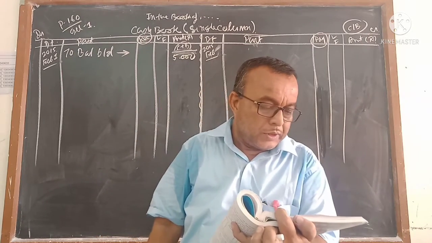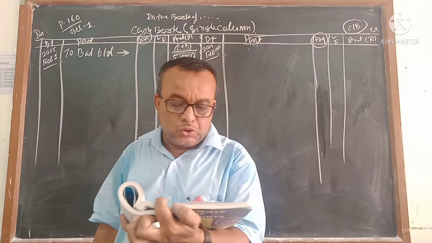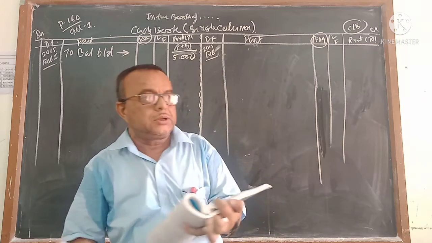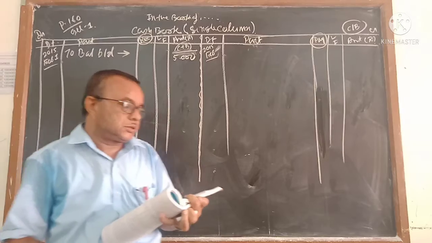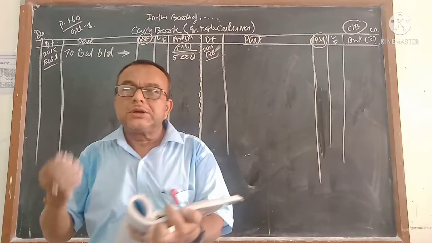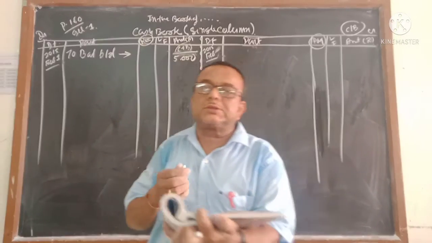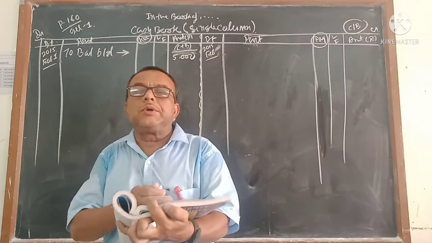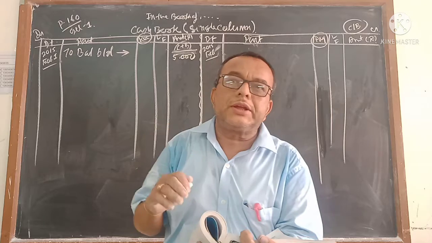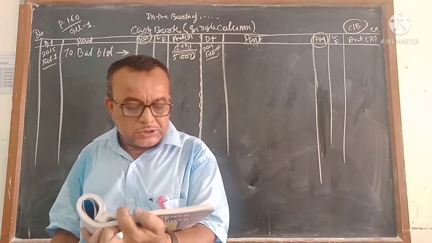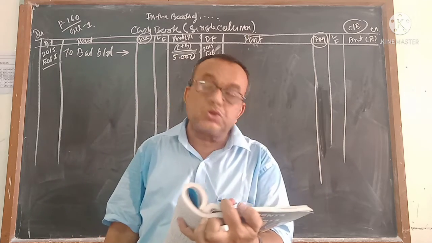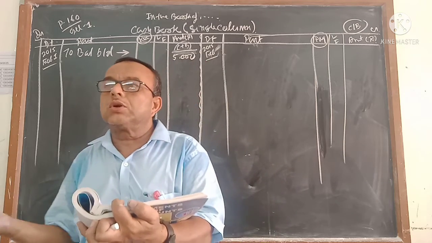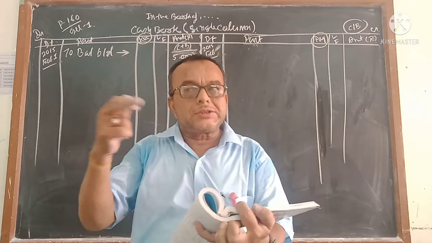Number 3, goods of rupees 3,000 sold to Gita for cash. Is it a cash transaction? Obviously it is a cash transaction. If it is a cash transaction, then either the cash is coming or cash is going. Now you tell me, due to this transaction, whether you are getting the cash or giving the cash. Goods sold means you are getting the cash.